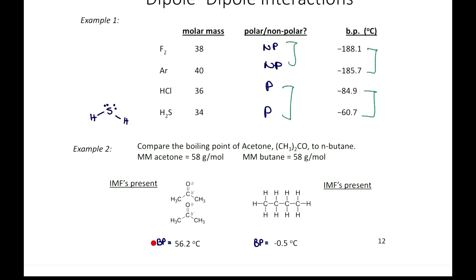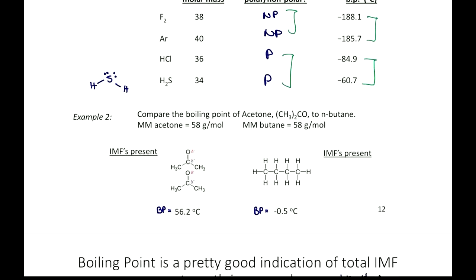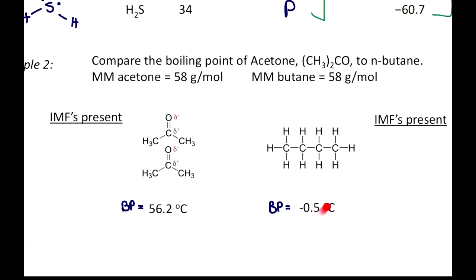So let's look at another example here, acetone and butane. And then look at these boiling point data here. So without actually looking at the molecules, if this is the boiling point, so 56 Celsius and basically 0 degrees Celsius, which substance has more intermolecular forces present based upon boiling point data? Remember, higher boiling point, more intermolecular forces, more attraction. So which one has more IMFs? Yes, the acetone, because its boiling point data is higher.